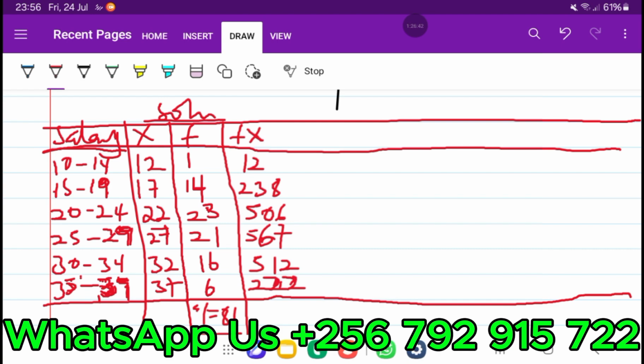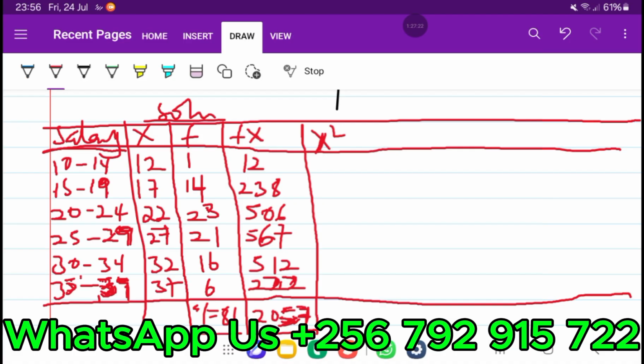Now we also need the summation fx. The total here for summation fx is 2057. You add all those values, 2057. Then we get our x squared. We square the x.